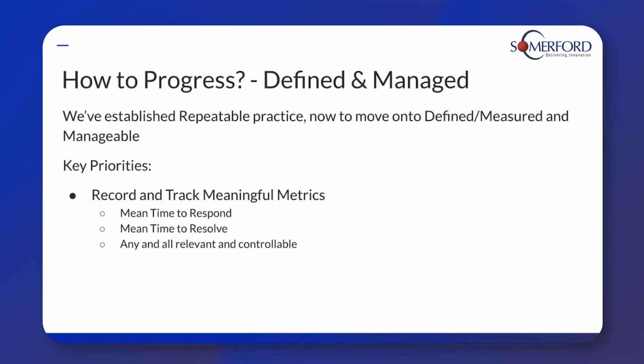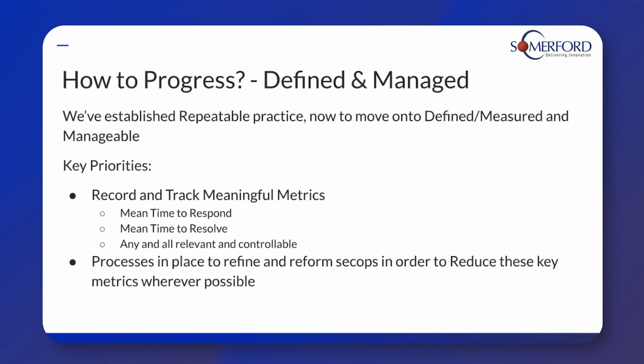Okay, so if everything's been defined, we know what we're controlling, what variables we've got control of. We then measure that, and then what we can really do is think about how we can refine and reform SecOps in order to reduce these key metrics wherever possible, right? So we want to reduce the metrics and bring those down if they need to be lowered, or if they're things that need to be increased, we need to improve them wherever we possibly can. So we need to have repeatable processes in place to better the processes that we're currently running.